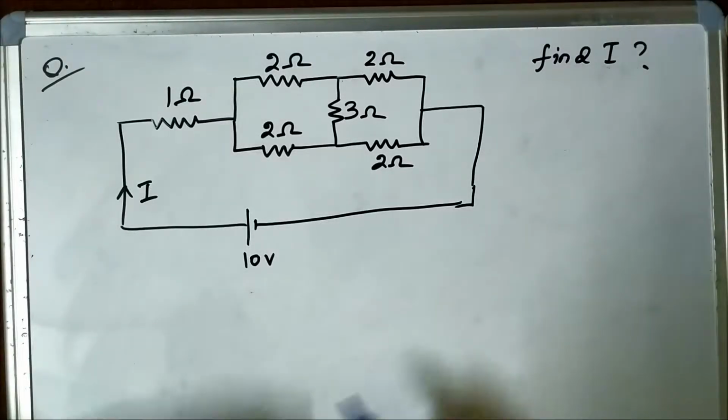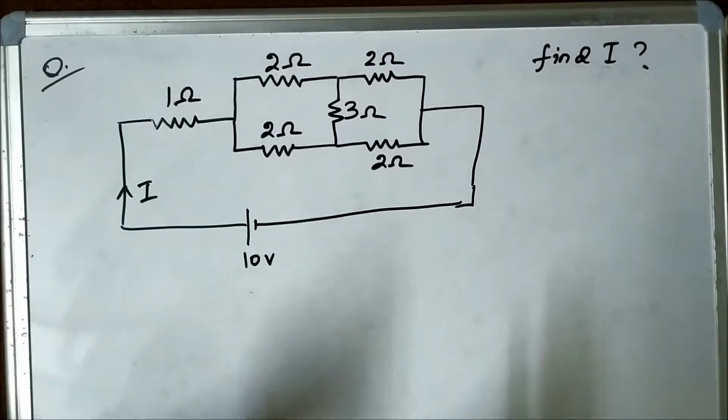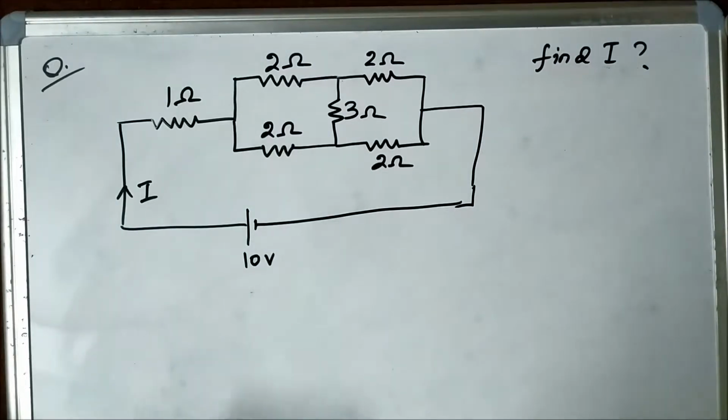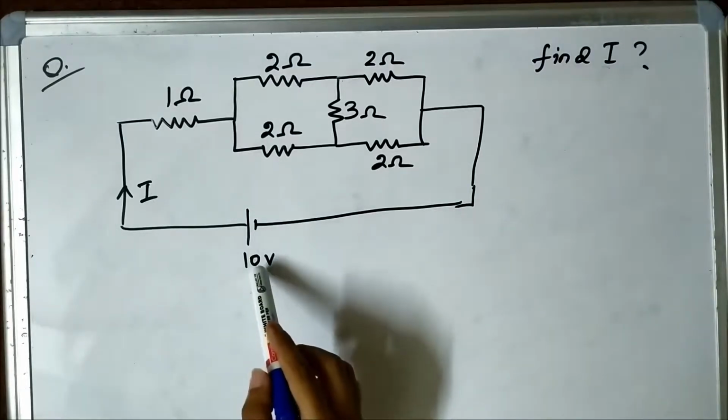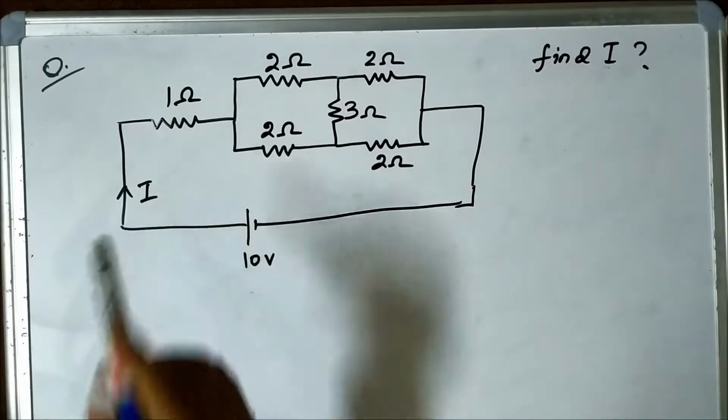So this is a question which is related to star to delta connection. We have discussed, I think, 2 or 3 questions related to star to delta transformation concept. So this is the third or fourth question, I think. Here we have been given a circuit which is connected to a DC voltage source of 10 volt, and we have to determine the circuit current I.